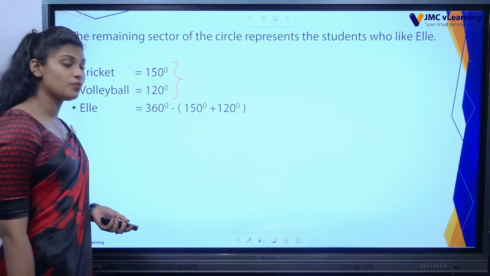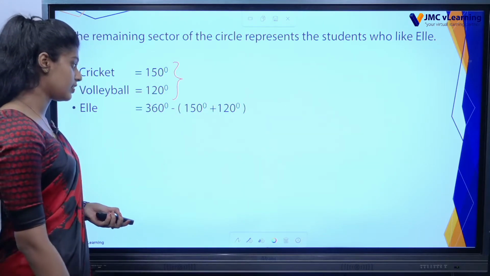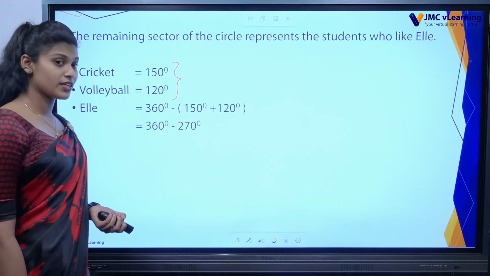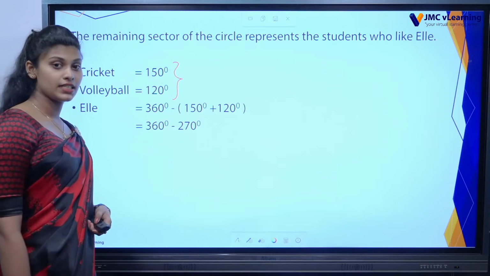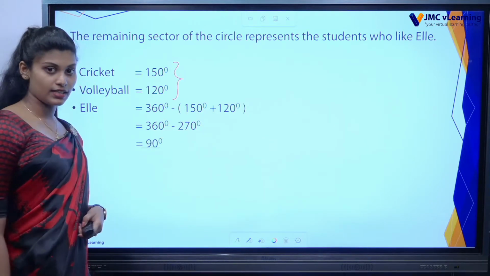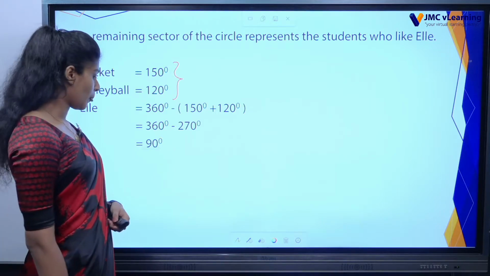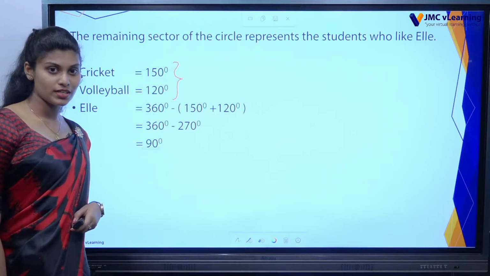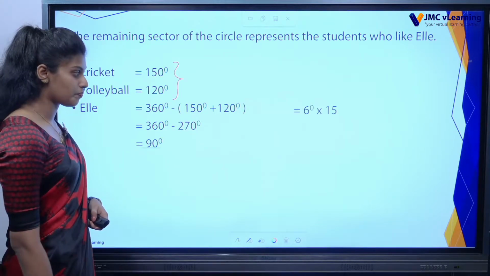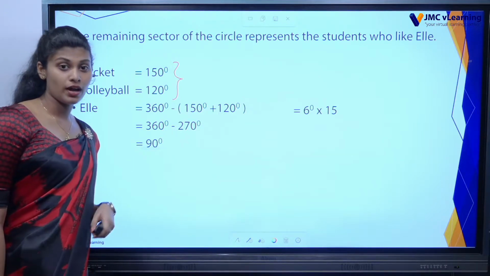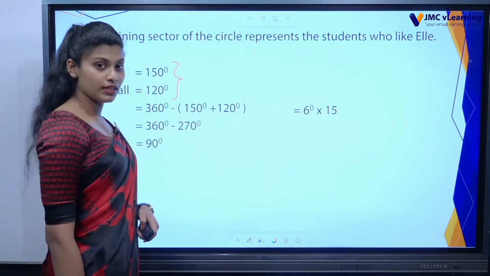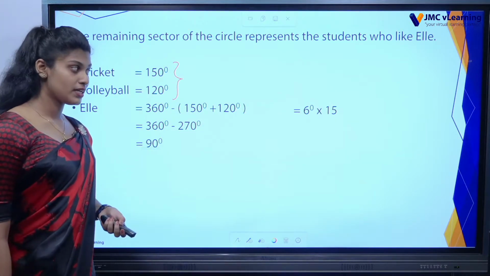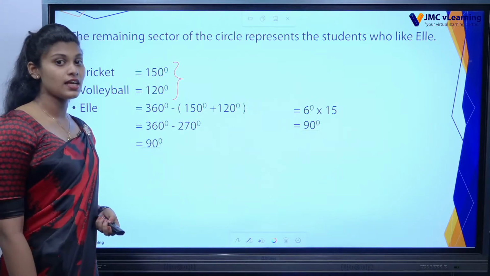So when we add 150 and 120, it is equal to 270. You have to subtract 270 from 360. Then you get the answer as 90 degrees. There is another way. Earlier we found one student is shown using 6 degrees. Then you multiply that 6 degrees by 15, because there are 15 students who like LA. By multiplying these two, you get the answer 90 degrees.